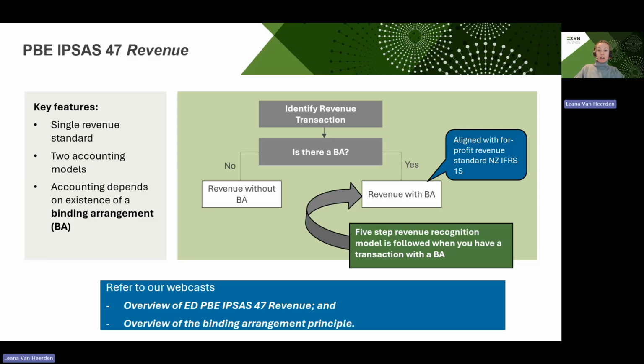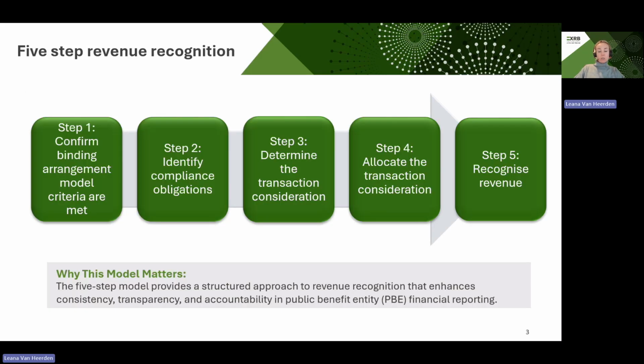To get the most out of this discussion, it's important to understand the concepts of binding arrangement and compliance obligations. If you haven't already, I recommend watching our other webcasts on our website relating to the binding arrangement principle and overview of the revenue ED before further exploring these 5 steps. Now that we've set the context, let's walk through the 5-step model.